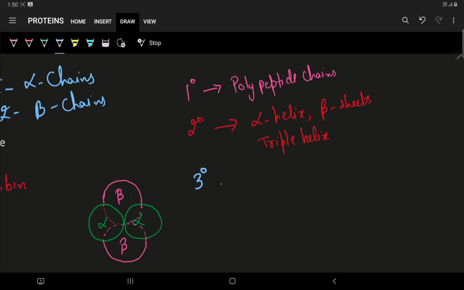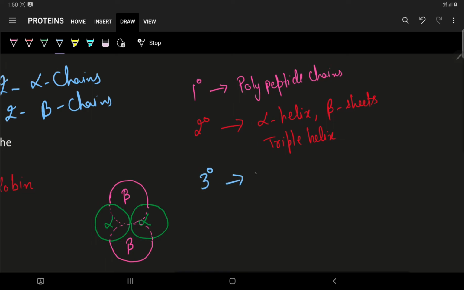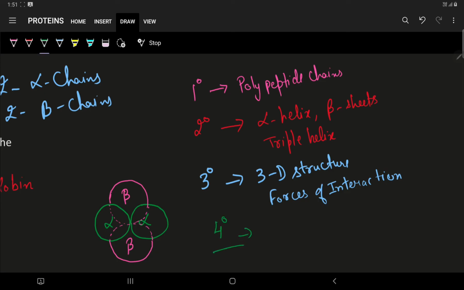Whereas tertiary structure consists of a three-dimensional structure including various forces of interaction, in which forces of interaction play an important role in twisting of the polypeptide chain. And at last comes the quaternary structure, which consists of subunits that are linked together to form more complex molecules.